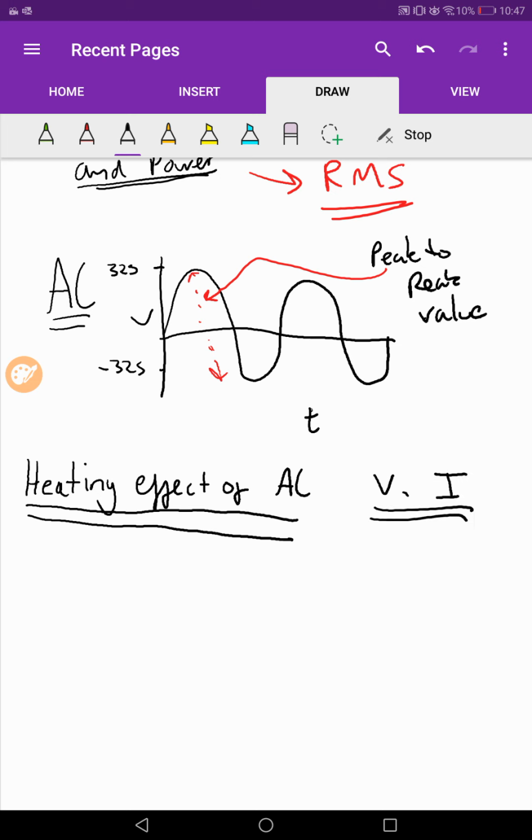So you'll recall from your work on electricity in first year that P equals IV, which equals I squared R, where R is the resistance of the heater element.